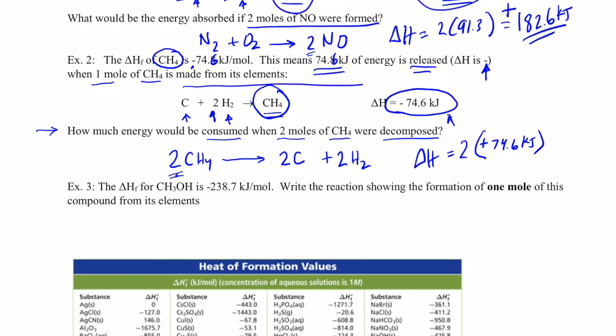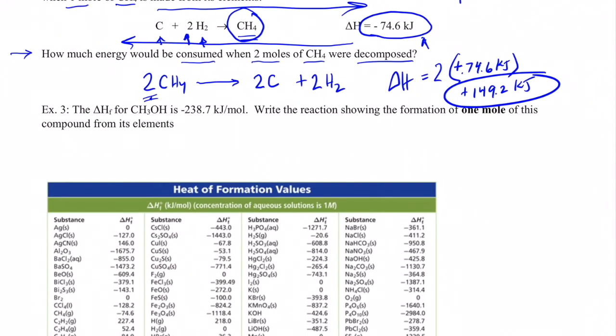If we give off 74.6 kilojoules of energy when I produce methane, when I decompose methane into its elements, that means I must go ahead and consume 74.6 kilojoules of energy. So the sign changes. So 74.6 times 2, the heat of decomposition of 2 moles of CH4 would be positive 149.2 kilojoules. Am I making some sense here? All right. Well, let's see if you can do one of these on your own.